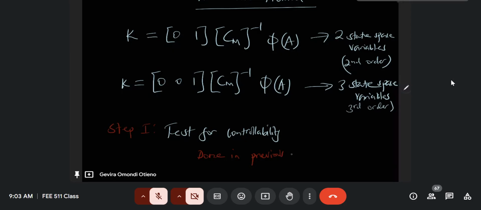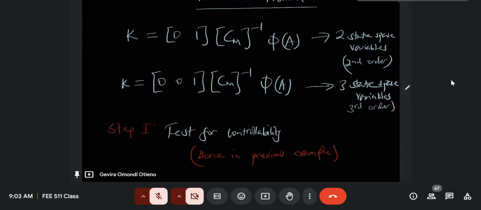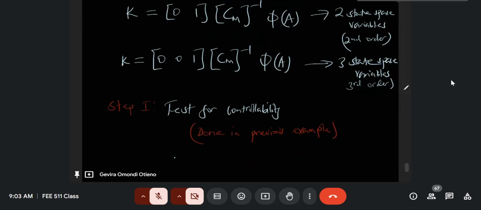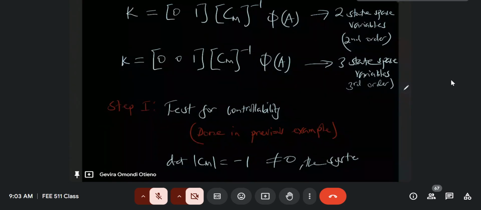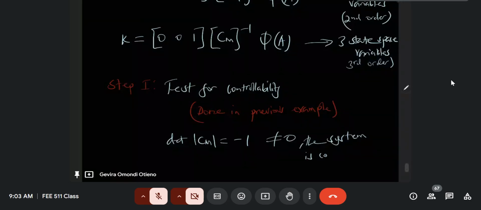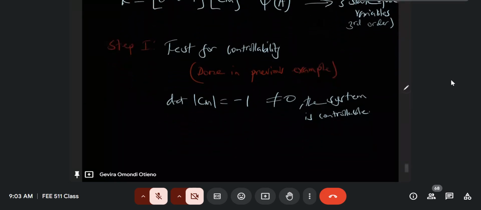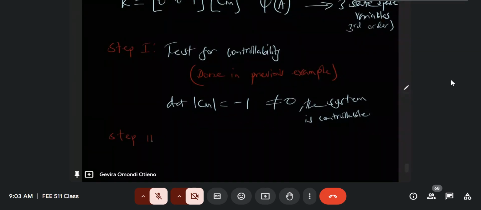The first step is exactly the same. We obtained CM, the controllability matrix. Then we got its determinant, and remember, I think the determinant of CM was minus 1. Because that is not equal to 0, the system is controllable. We concluded that the system is controllable, and therefore we can design it using the feedback controller design. That was step number 1. I won't repeat it because of time. Let's do step number 2 of the Ackermann's method.